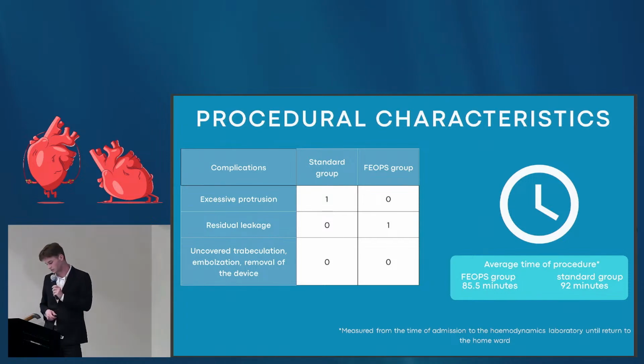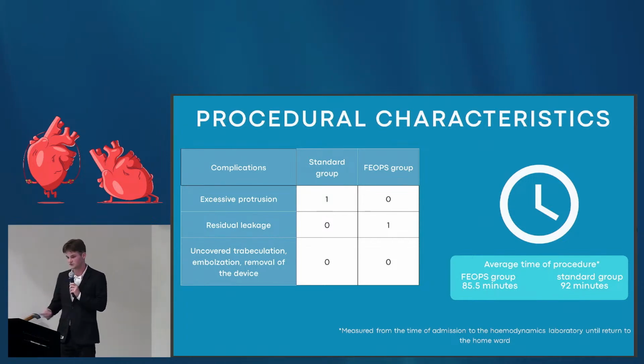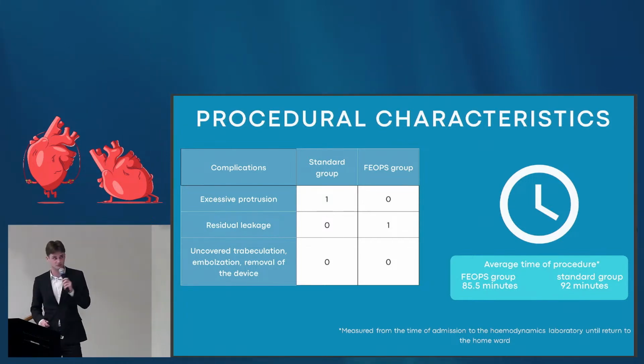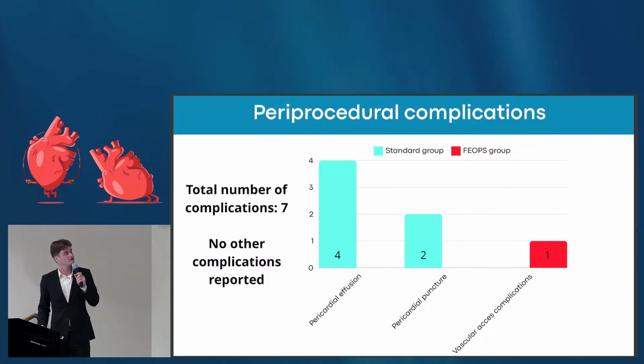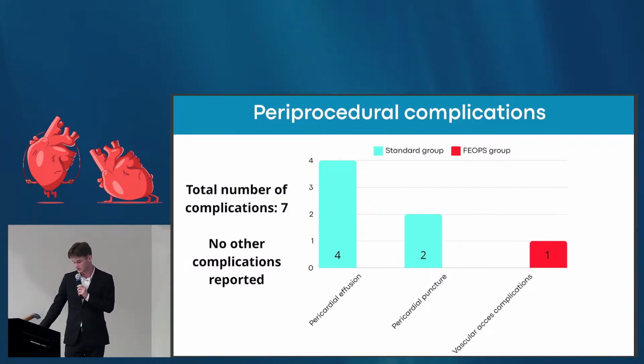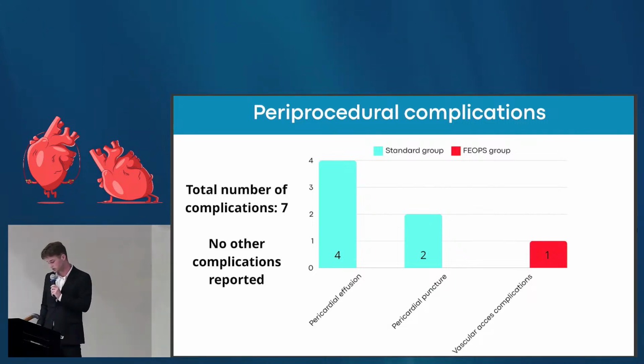But it's important to note that the measured time was from the admission to the hemolab until the return to the home ward. Then the periprocedural complications, we observed a total number of 7 complications. 6 of them occurred in the standard group, which included 4 pericardial effusions, 2 pericardial punctures, and in the FAIRS group it was only one case of hematoma in the puncture site.